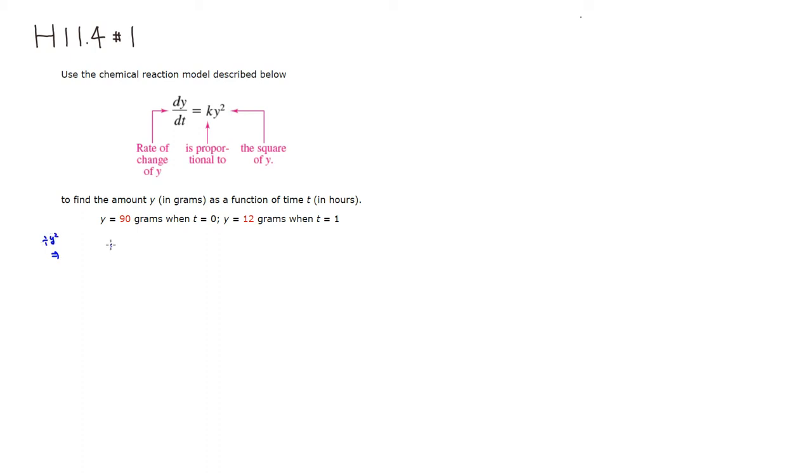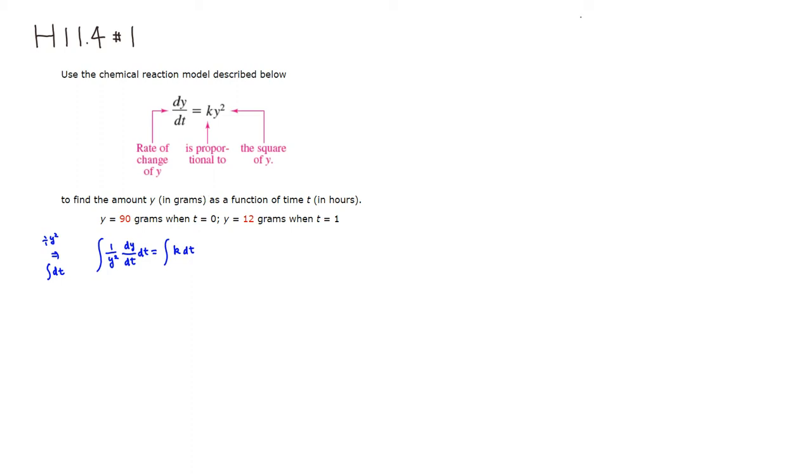So we get 1 over y squared dy over dt is equal to k. Just k, right? Then we can integrate with respect to t. So we integrate both sides with respect to t. Alright, so we have that.